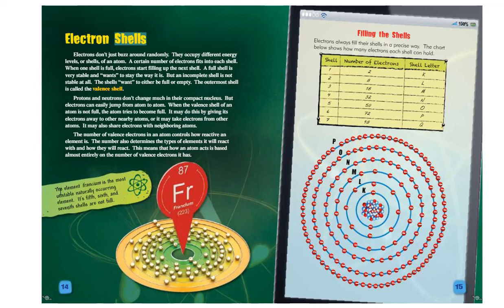So a couple fun facts here. The element francium, discovered in the country of France, is the most unstable naturally occurring element. Its 5th, 6th, and 7th shells are not full. So an atom of francium is probably going to want to swap its electrons with a lot of other atoms out there if it can help it.